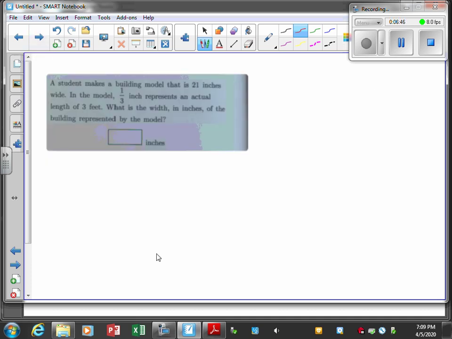Alright, so this next one, a student makes a building model 21 inches wide. In the model, 1/3 inch represents the actual length of 3 feet. Let me just jot that down. What is the width in inches of the building represented by the model? So first of all, here's a proportion problem. So we're going to have 1/3 inch represents 3 actual feet. So we're going to have inches over feet is equal to inches over feet. So set up the proportion. You always got to keep it consistent. So inches over feet equals inches over feet.